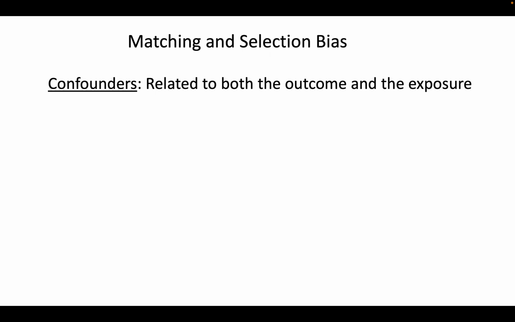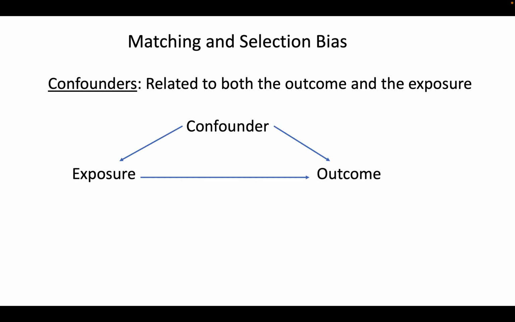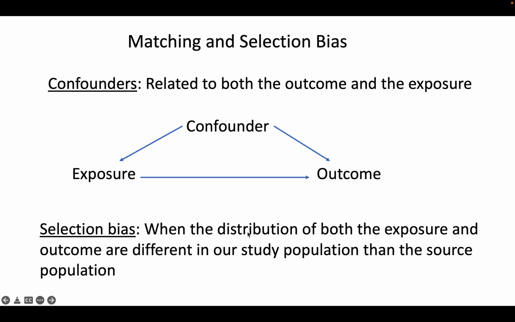So matching kind of introduces selection bias, and that's an interesting idea that I just learned about now reading the textbook, which is pretty neat. Like I was saying at the beginning, a confounder is related to both the exposure and the outcome. And selection bias is when the distribution of the exposure and outcome differs in your population than the source population. And when that happens, it's basically because your criteria for inclusion into the study is somehow related to both the exposure and the outcome.